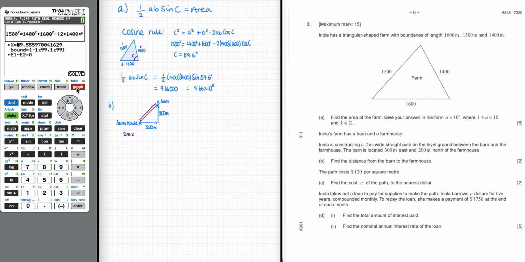So to find the length, we can use Pythagoras. So 300 squared plus 200 squared, square rooted. And again, I can type that into the calculator and I find it's 360.6 meters. So the area of the path is 2 times the 360.6 that I just worked out, and that is 721.11 meters squared, or to 3 significant figures, it's 721 meters squared.